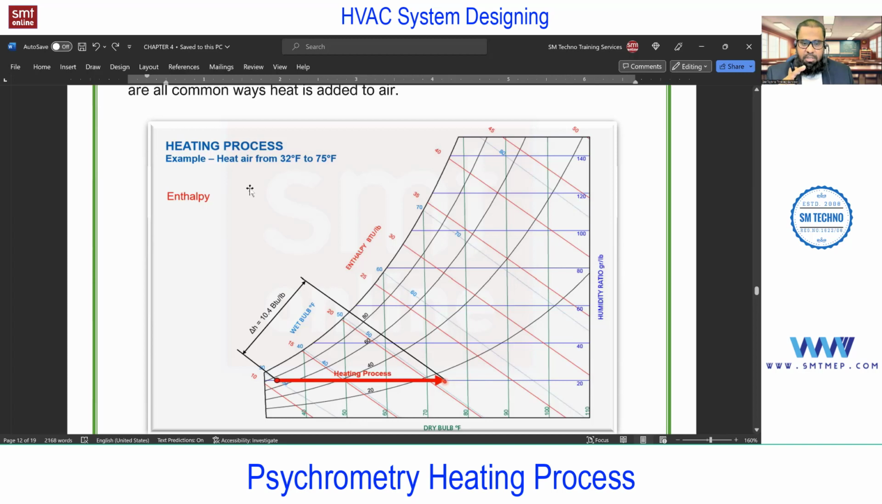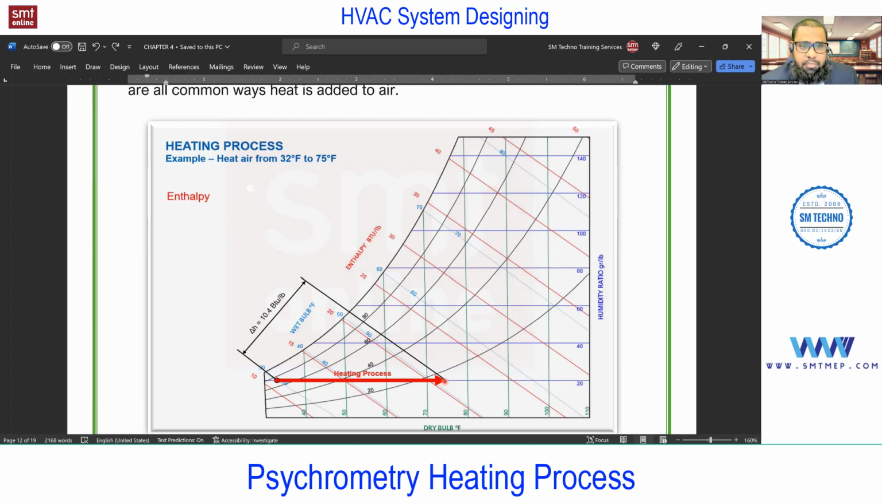Heating process means just heating. Don't mix in the cooling or the dehumidification or humidification part. So the first option on screen is a heating process, or in other words, sensible heating, because we are not increasing the humidity. So let me explain or expand on this.